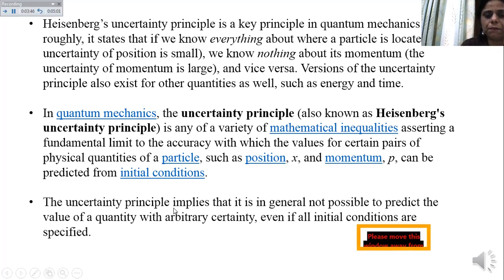The uncertainty principle implies that it is in general not possible to predict the value of a quantity with arbitrary certainty even if the initial conditions are specified. वो कह रहा है कि मतलब Heisenberg states that even if the initial conditions are known, still it's not possible to predict the value of a quantity with arbitrary certainty. मतलब हम random certain से किसी भी चीज को study नहीं कर सकते. Even if we know its initial conditions, we have to be only a little bit certain, but we are uncertain.